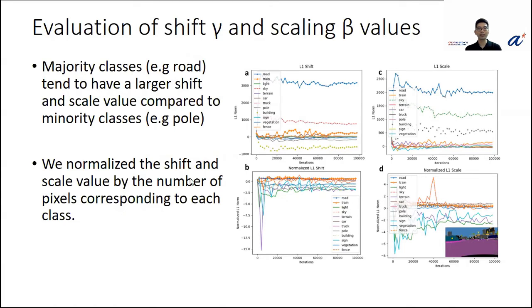However, after normalizing the shifting and scaling values by the number of pixels, we observe that the majority of classes share the same scaling and shifting values, with the exception of a few classes such as the traffic light and traffic sign.